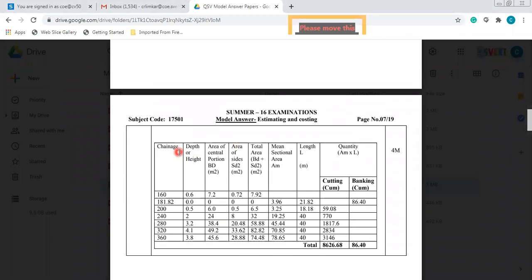If you see the columns, the first column is chainage, second is depth or height, third one is the area of the central portion, fourth column will be the area of the side portion, that's the triangular portion, fifth column will be the summation of central portion plus triangular portion, sixth column will be your mid-sectional area, seventh will be your length, eighth will be your final column, that is nothing but the quantity by using the formula area multiplied by the length. Cutting and banking you can take.